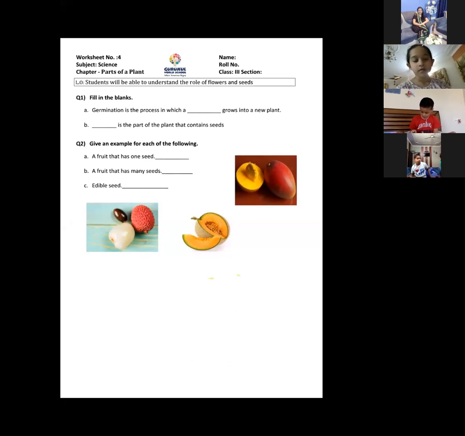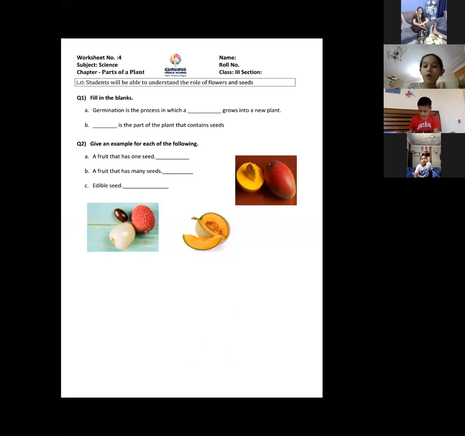The next one is, give an example for each of the following. A fruit that has one seed. Okay, let me give a chance to someone else. Samreet. Samreet, a fruit that has one seed. Anyone else want to answer? Bishpreet, can you answer me? Mango. Mango. Very good.